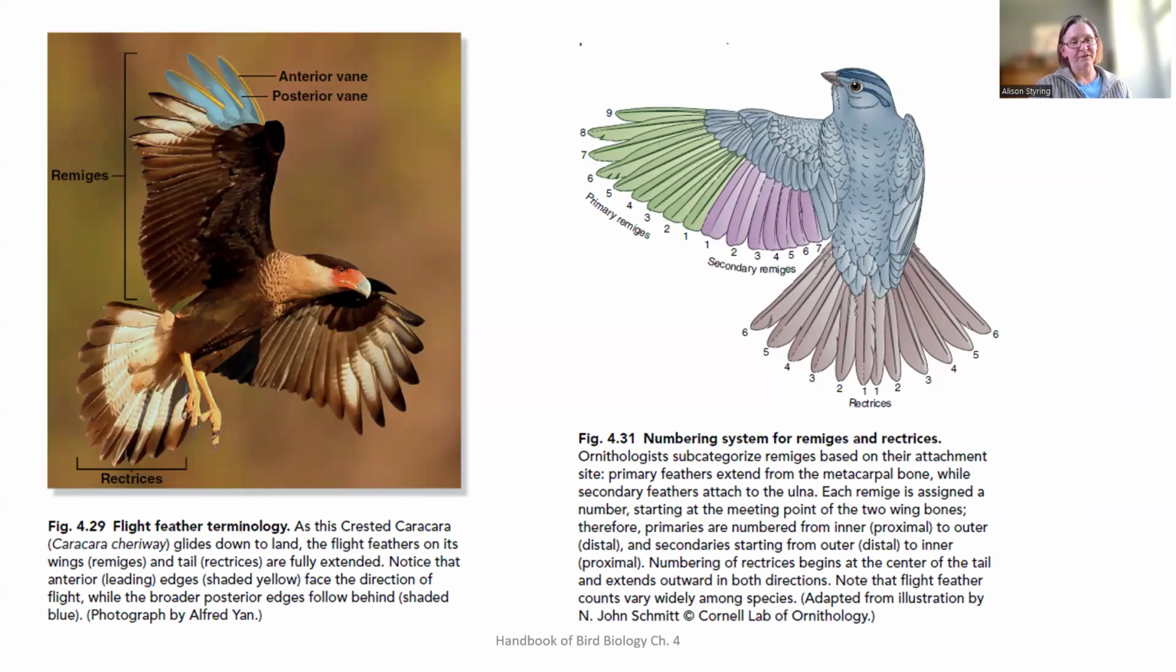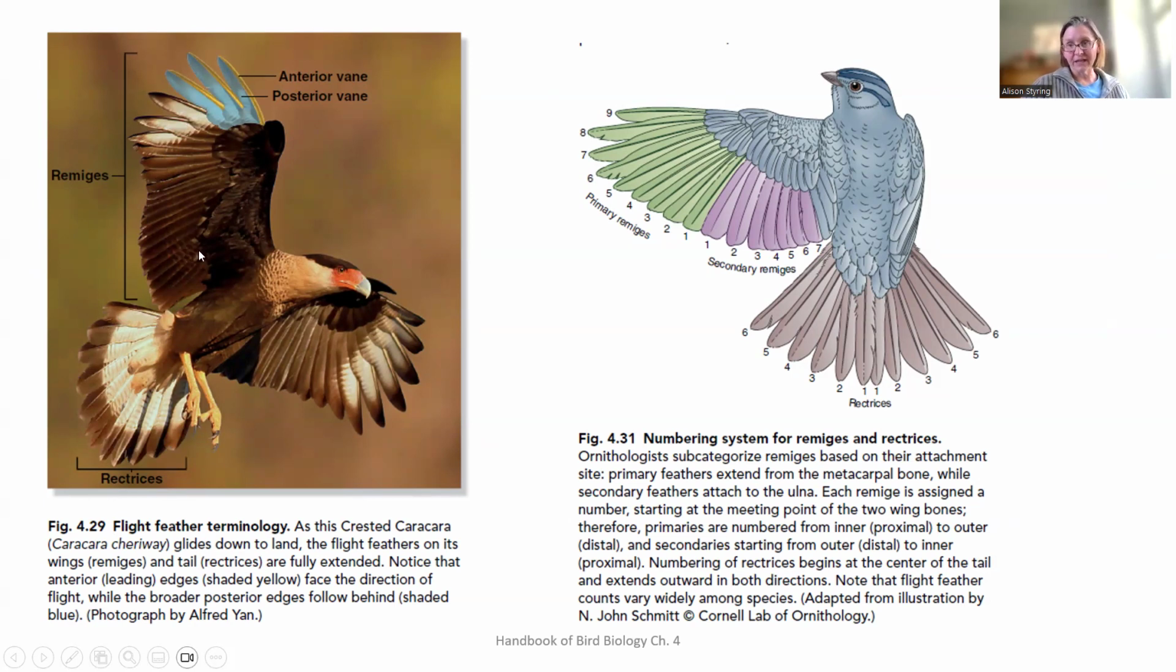And then flight feathers. Okay. So we're looking at this crested caracara, a nice image of its flight feathers. So we have its remiges, those are the wing feathers. There's two kinds of flight feathers: the remiges, and the singular for remiges is remex, and then the rectrices, which are the tail feathers, and singular would be rectrix with an X at the end.